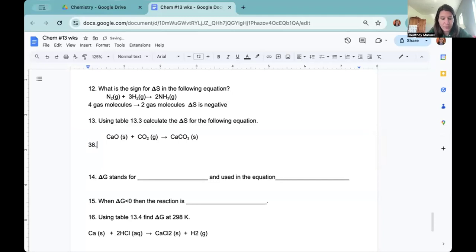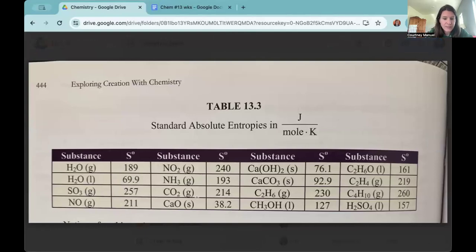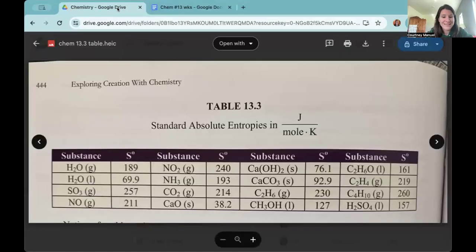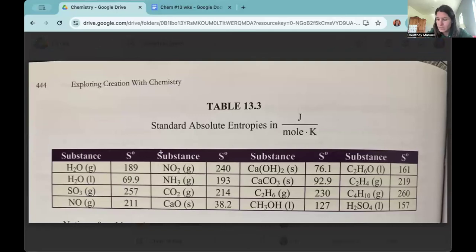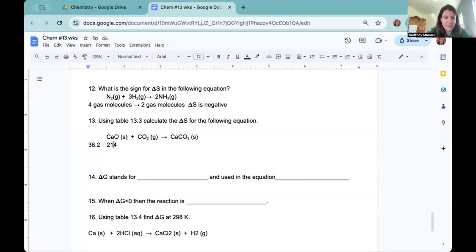38.2. And then we go back and get our carbon dioxide. Carbon dioxide right here is 214. You see where I'm at? So we've got a 214. And then we have to go get our CaCO3. Calcium carbonate right here is 92.9. Let's type that in. That's going to go underneath this one.